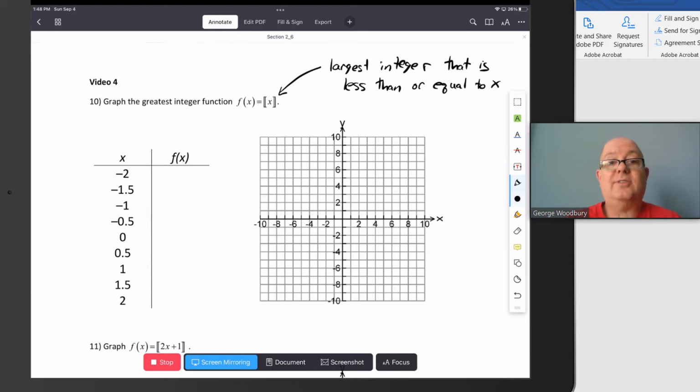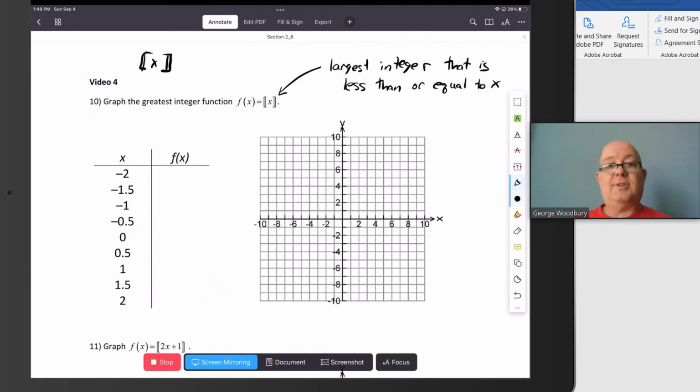In this video we're going to take a look at the greatest integer function. Now notice the notation first. That's the notation we use for the greatest integer function, and basically what it stands for is the largest integer that's less than or equal to the number that's inside of those symbols.